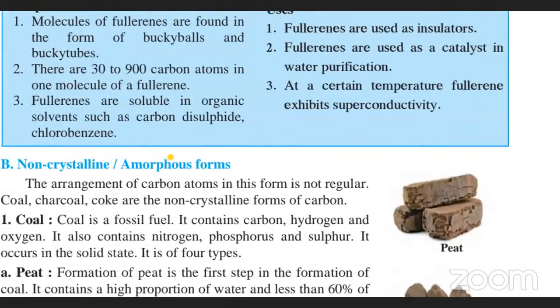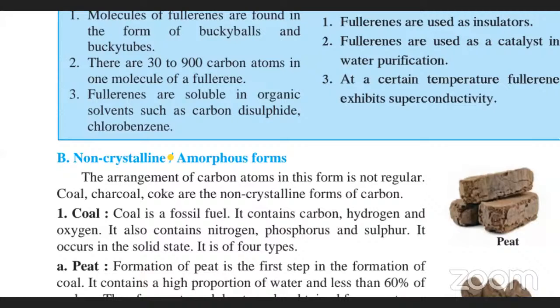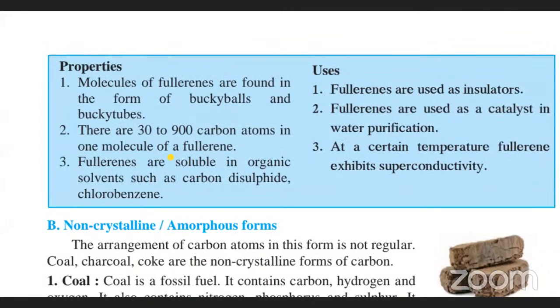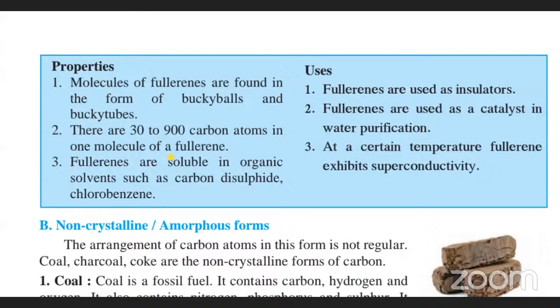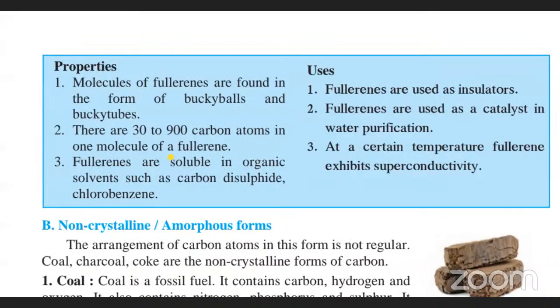See, there are 300 to 900 carbon atoms in one molecule of fullerene. What is the range? It is 300 to 900 carbon atoms. And the fullerene which we have seen just now, that consists of how many carbon atoms?